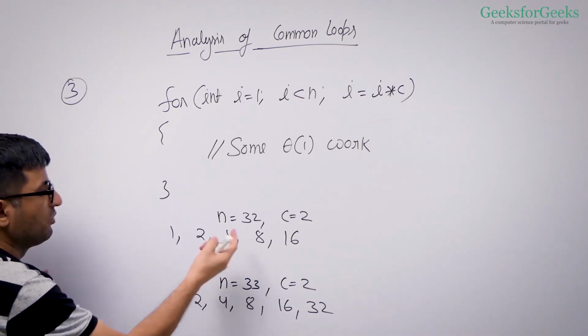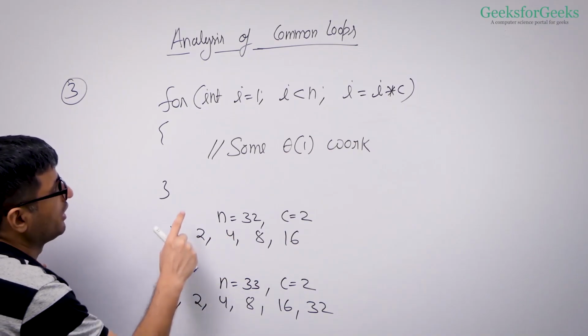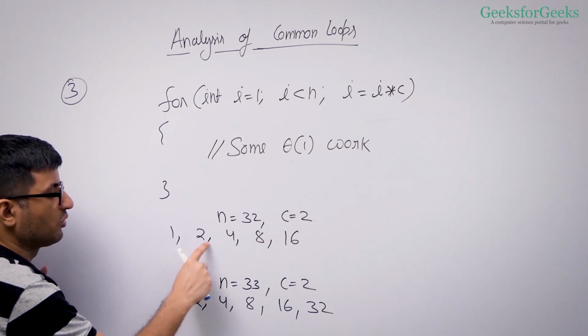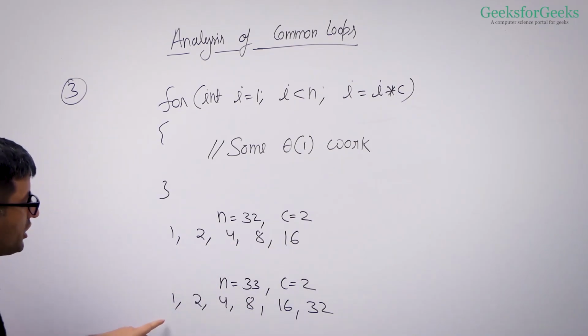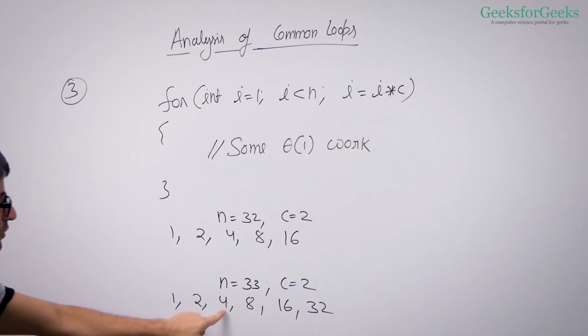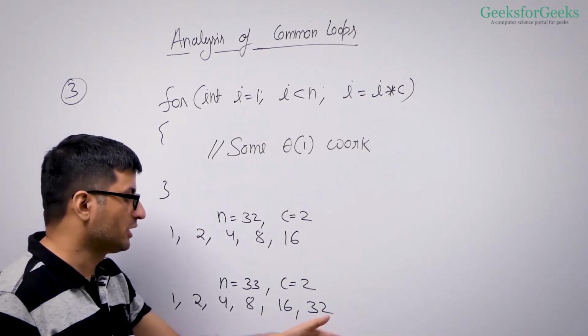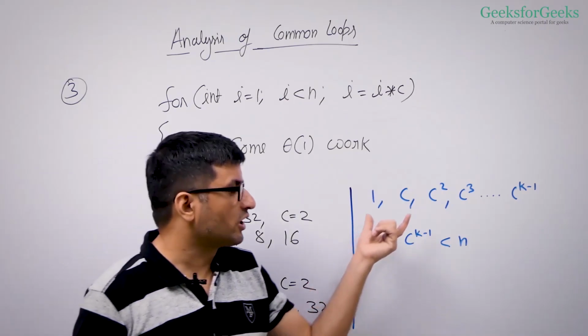When n is 32, how many times does this run? It runs for i equal to 1, i equal to 2, i equal to 4, i equal to 8, i equal to 16, and stops. When n is 33, it runs for 1, 2, 4, 8, 16, and then 32, and then stops. Let us take a look at general value.